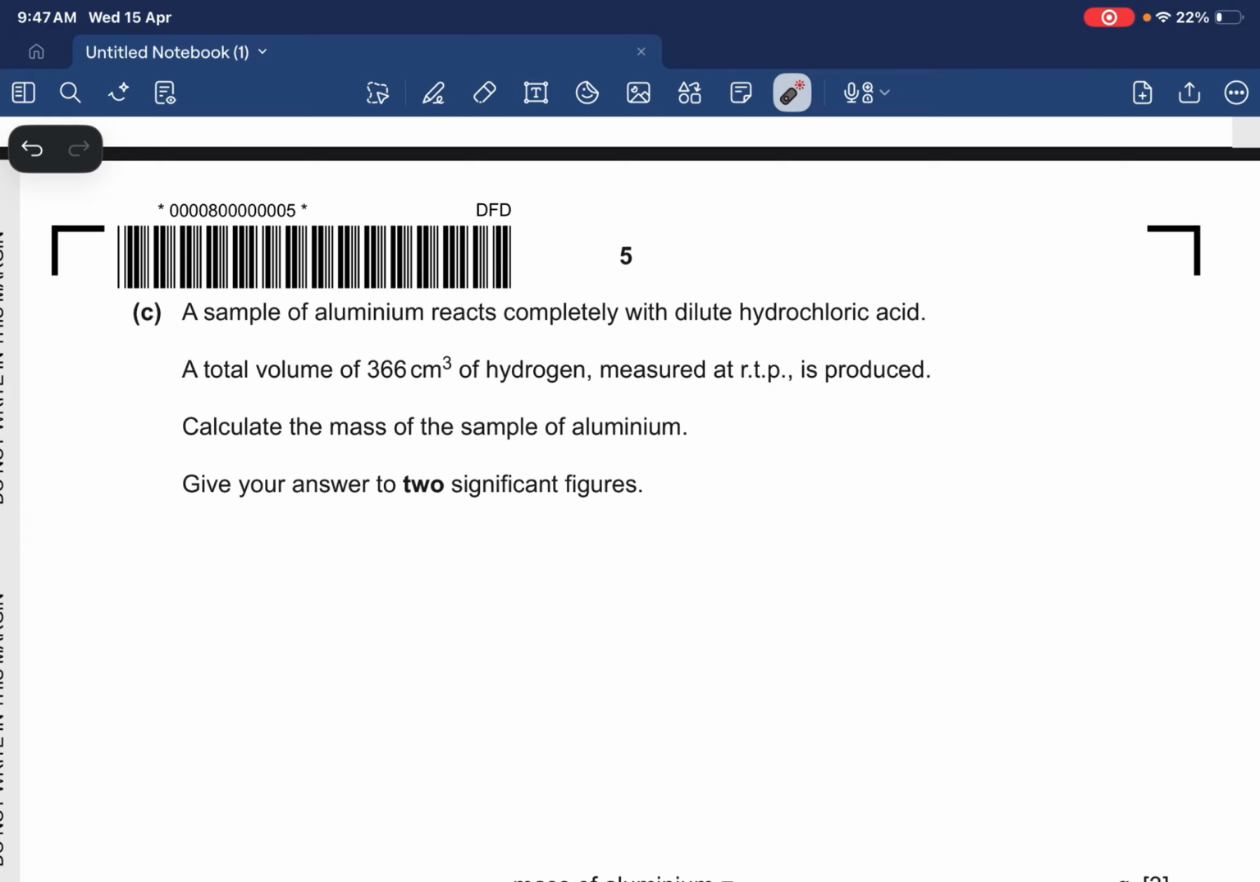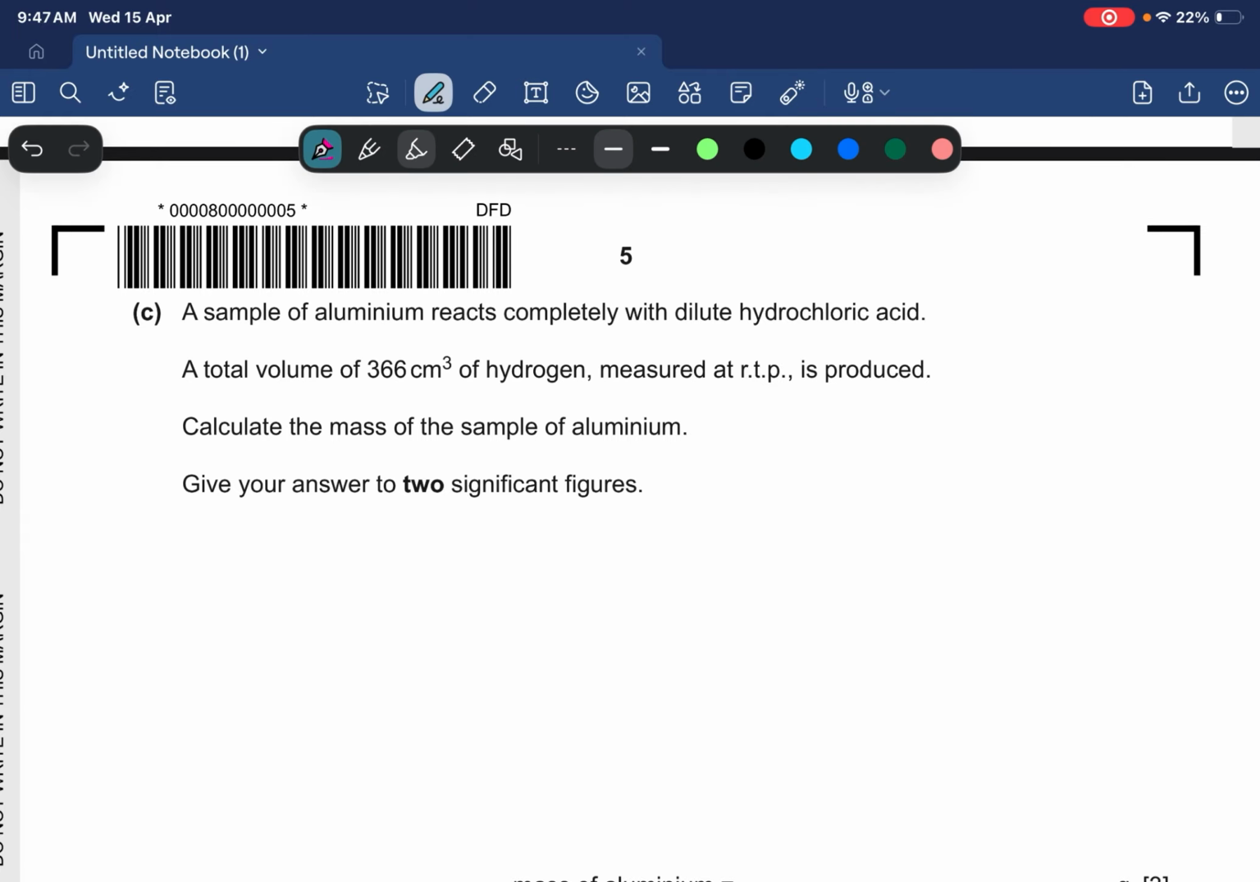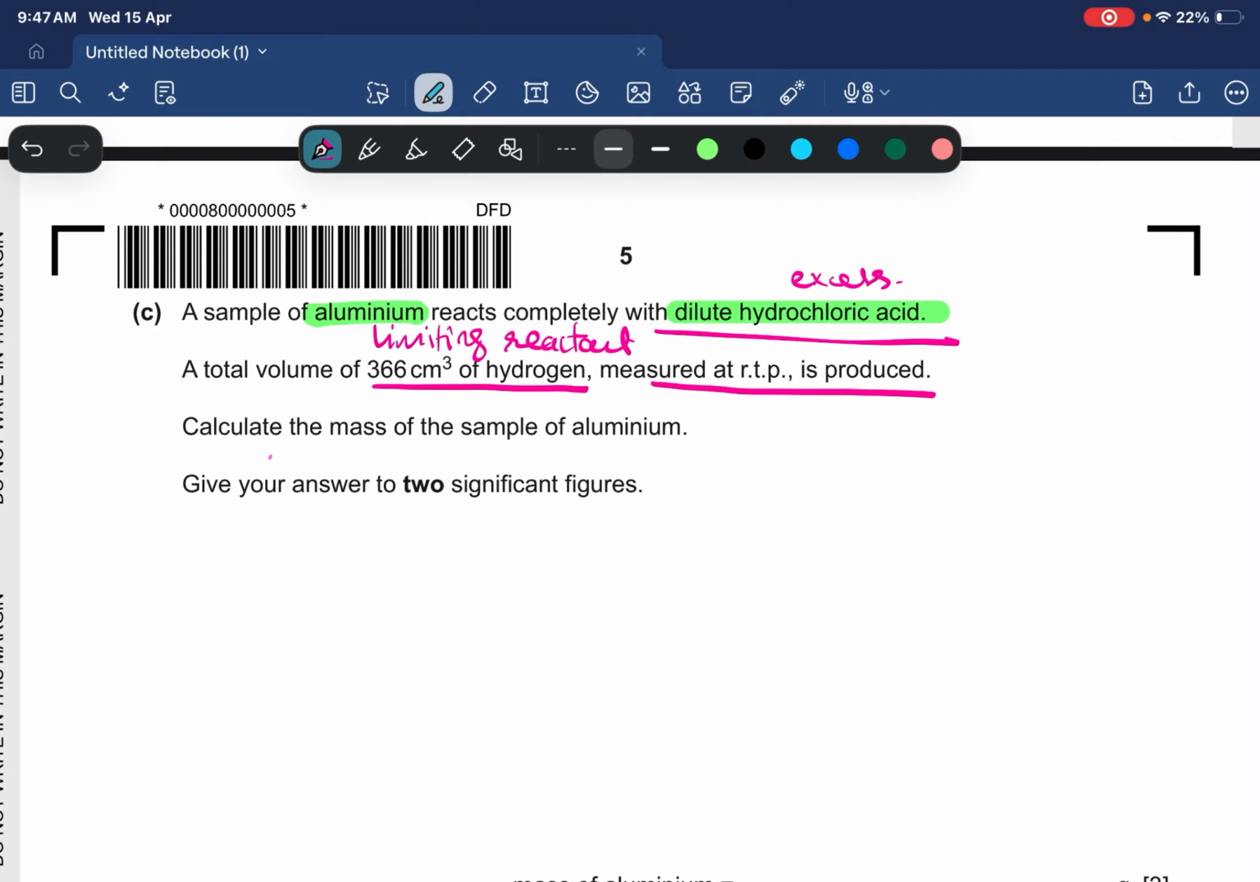A sample of aluminum reacts completely with dilute hydrochloric acid. So we have aluminum, and then it reacts completely with HCl. That means aluminum is the limiting reactant because it's reacting completely, and HCl is the excess reactant. A total volume of this amount of hydrogen measured at RTP is produced. Calculate the mass of aluminum. Give your answer to two significant figures.